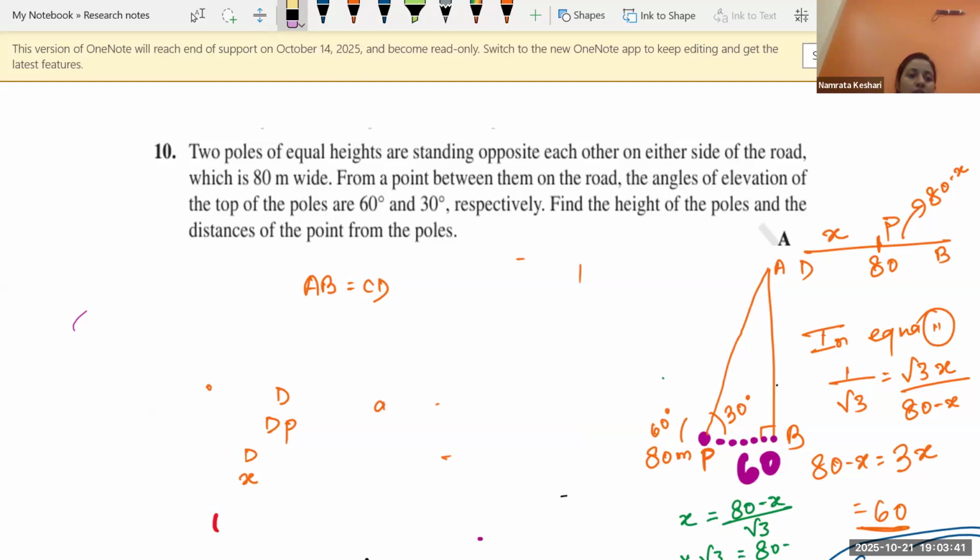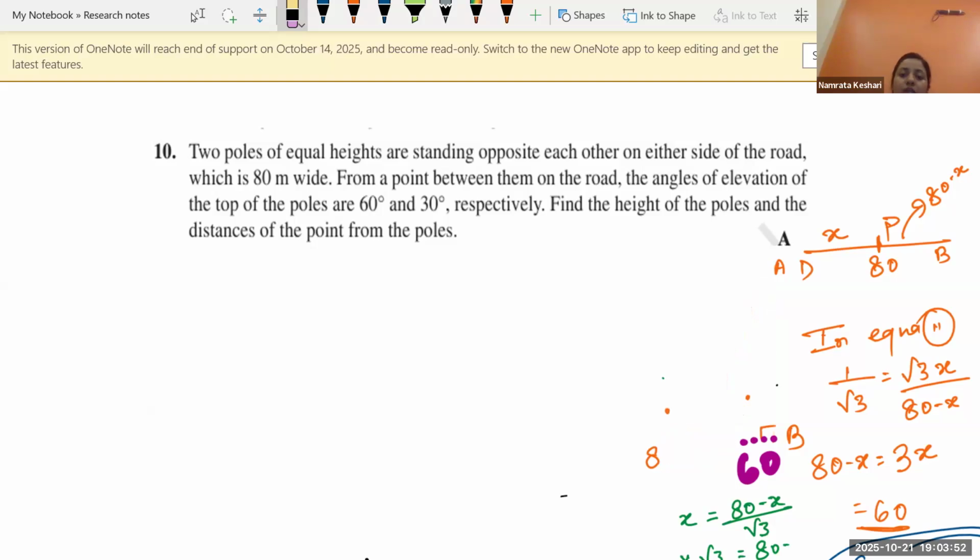Today or in the next class, we will be done with this one. After that, which chapter you want me to take? Areas related to circles, right? Right? Or any other chapter? Statistics. Statistics, okay. I'll be taking statistics.